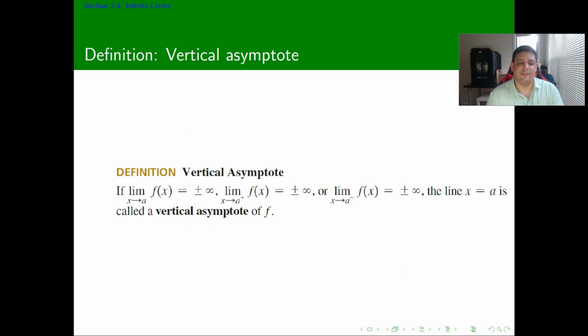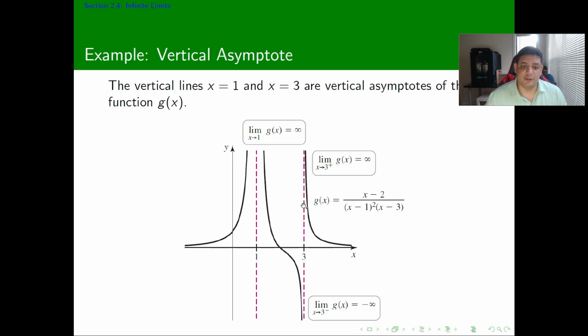Now, when we're approaching a certain value a, and the limit goes to infinity or to minus infinity, then we can call the line x equals a a vertical asymptote of the function. Okay. So those are specific points that have this behavior, whether it's by the right side or the left side as well, they're going to be asymptotes of the function.